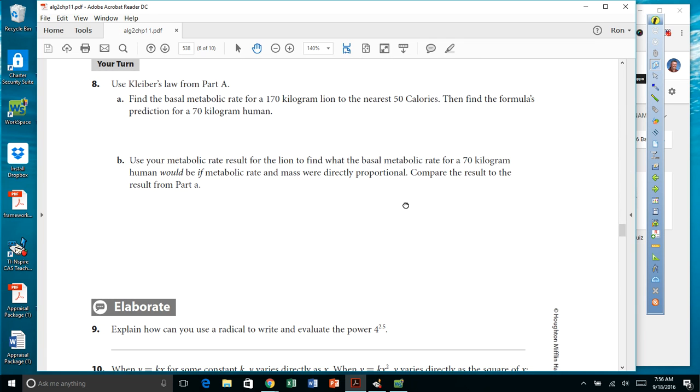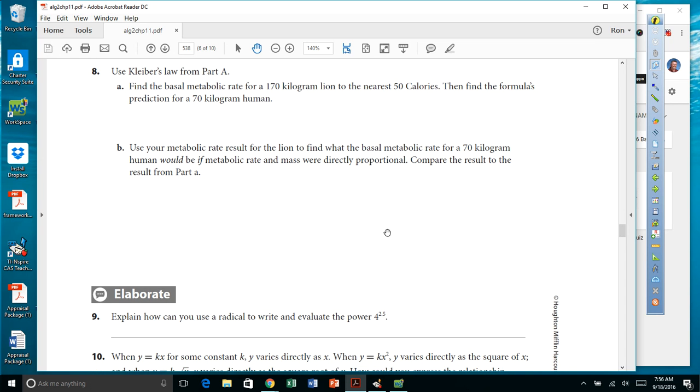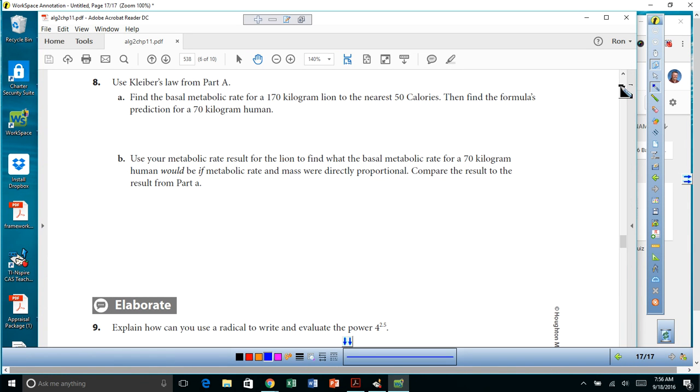Use Kleiber's Law from Part A. Find the basic metabolic rate for a 170 kilogram lion to the nearest 50 calories. Then find the formula's prediction for a 70 kilogram human. I'll give y'all just a second. You can pause it. Kleiber's Law for a lion.